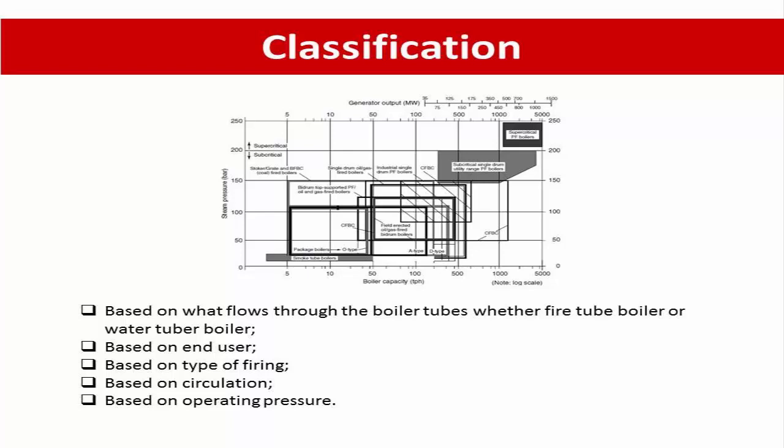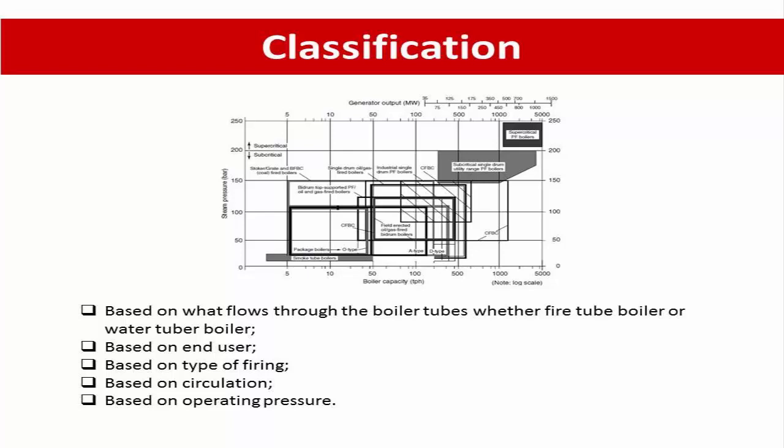Basic types of the boiler. Classification. There are several ways to classify the boiler, such as based on the flow through the boiler tubes, whether fire tubes boiler or water tubes boiler. Based on the end user, such as the industrial boiler, utility boiler, marine boiler, or nuclear boiler.